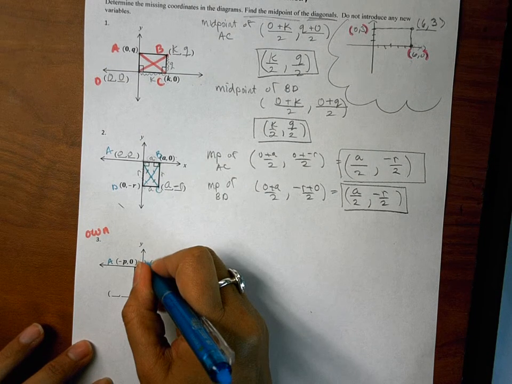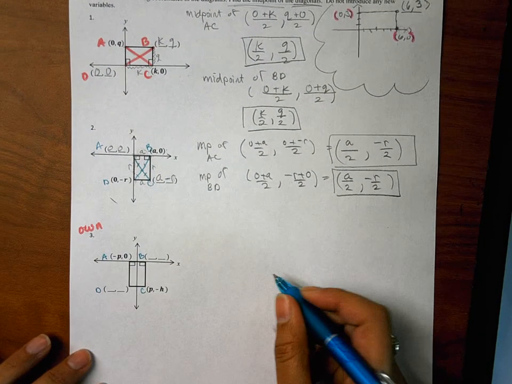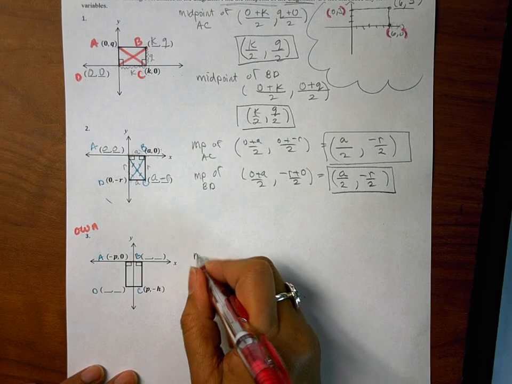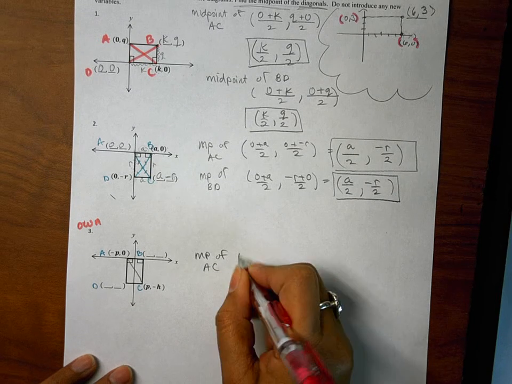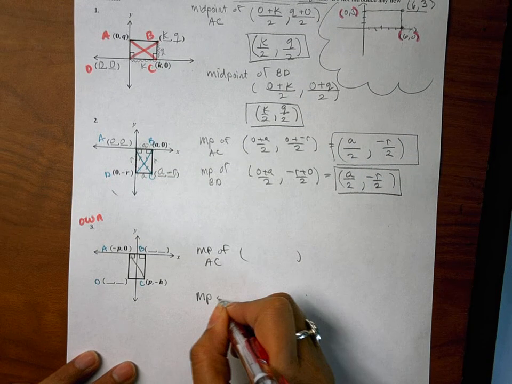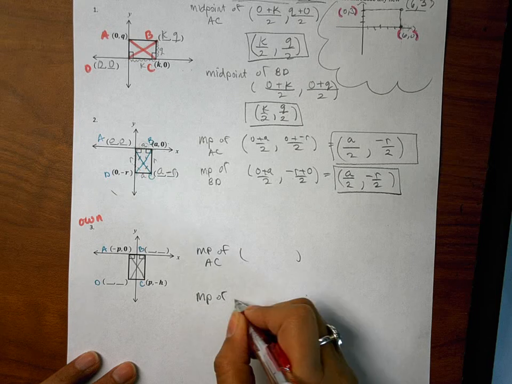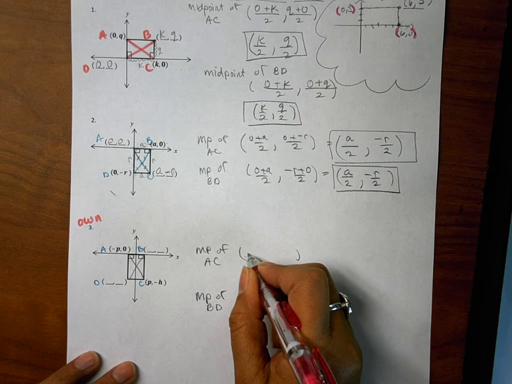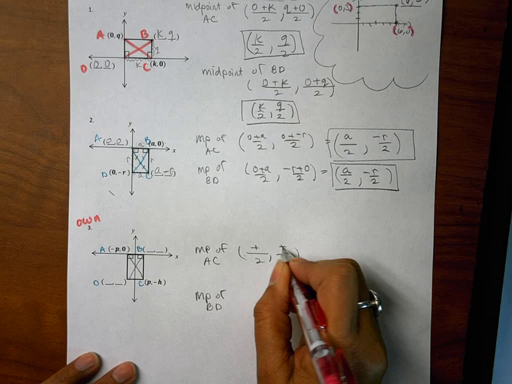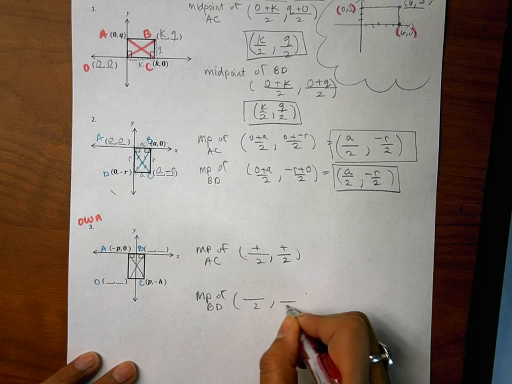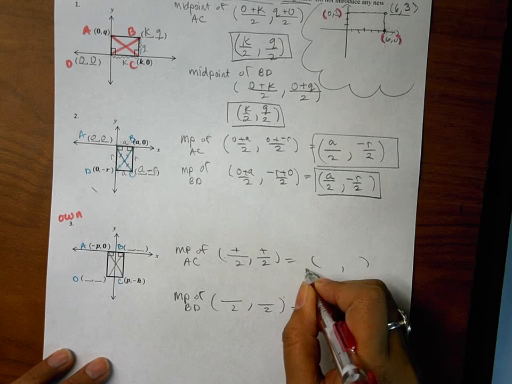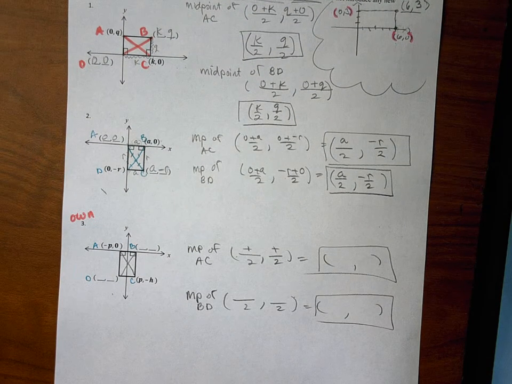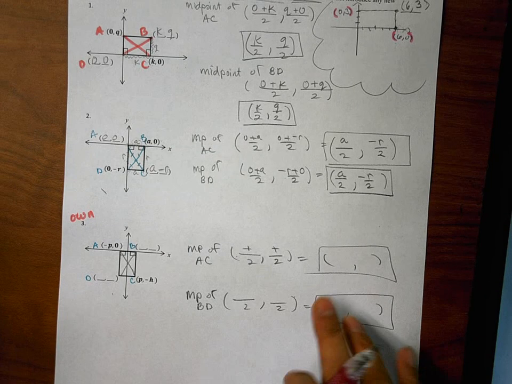Okay, I am going to have you try this one on your own. You are going to find that point, and go ahead and label them now. A, B, C, D, and you're going to find the midpoint of AC, and you're going to find the midpoint of BD. All right, so then finish that on your own, and you get an answer over here, and you're going to compare. Because this is a rectangle, those two should come out to be the same.